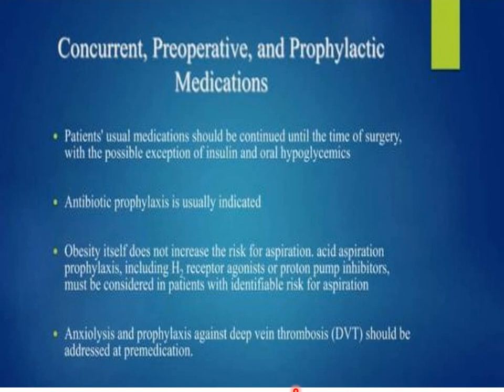Antibiotic prophylaxis is very important to be given to these people preoperatively, and obesity itself does not increase the risk of aspiration, though acid aspiration prophylaxis, including H2 receptor antagonists, is part of the medication. Anxiolysis and prophylaxis against deep venous thrombosis should be addressed at pre-medication. It's very important at this point.